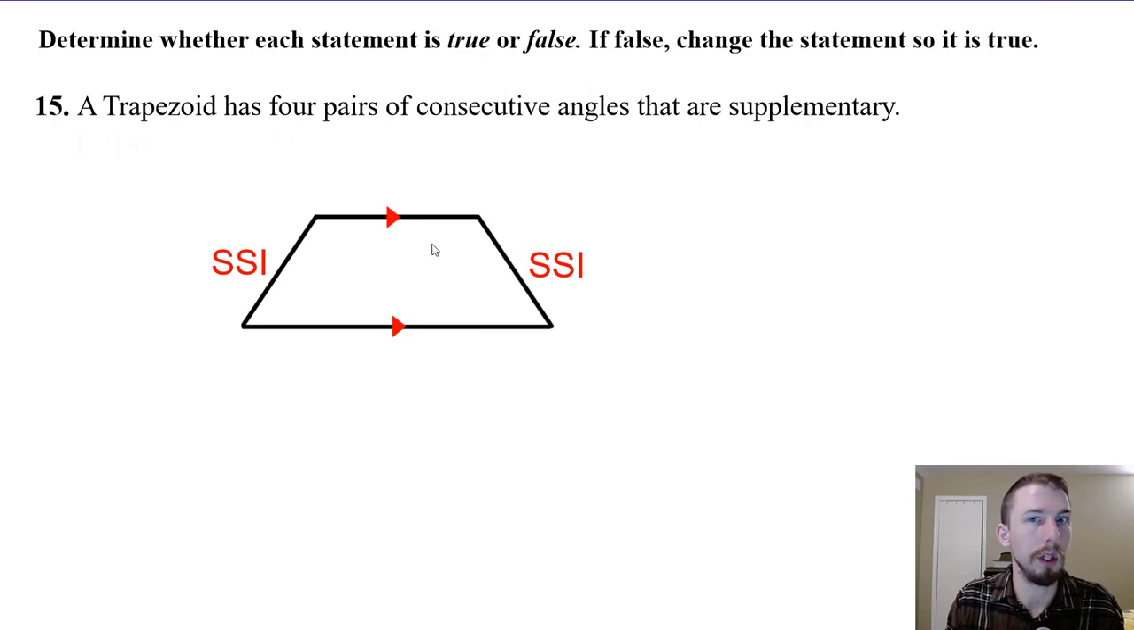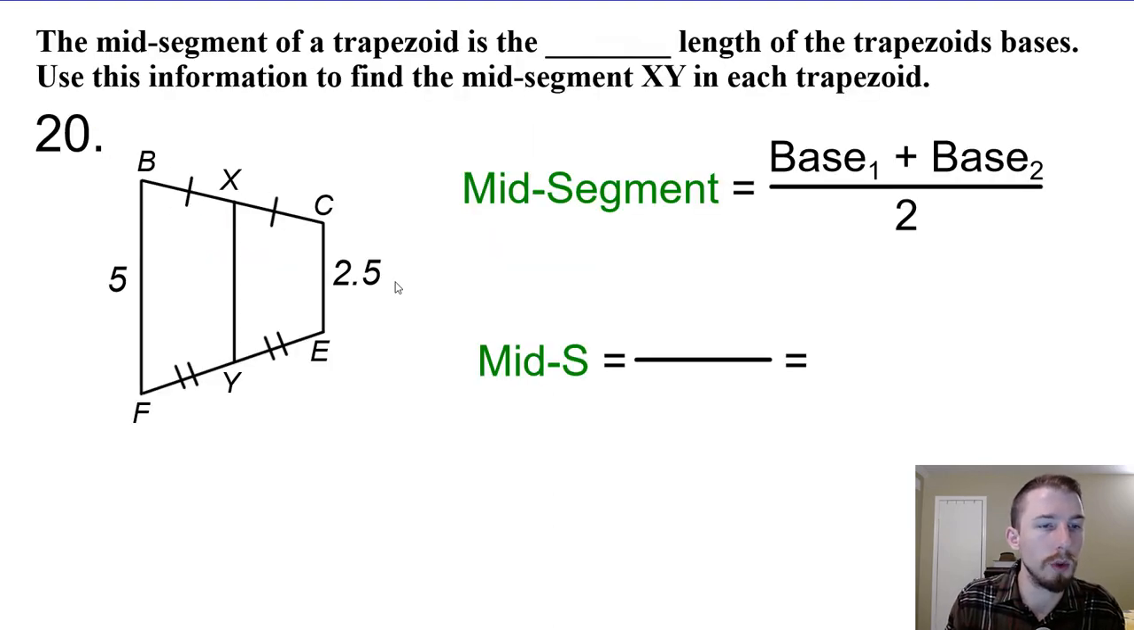We don't know how they're related, because it's not a parallelogram. So this statement would be true for a parallelogram because they have 4 sets of consecutive same side interior angles. But for a trapezoid, we only have 2 pairs of consecutive angles that are same side interior. So this statement would be false, and we correct it by changing 4 to 2.